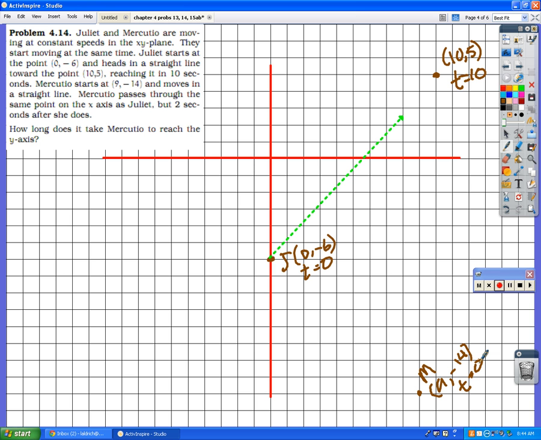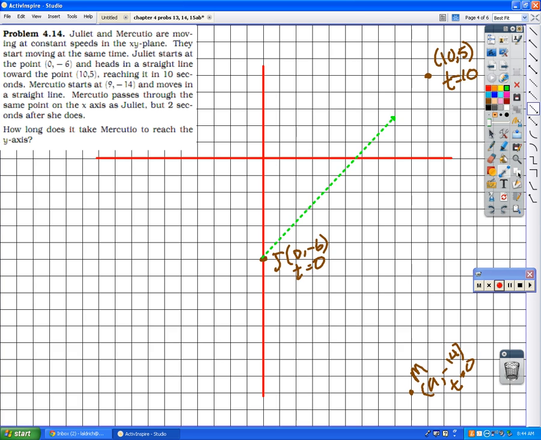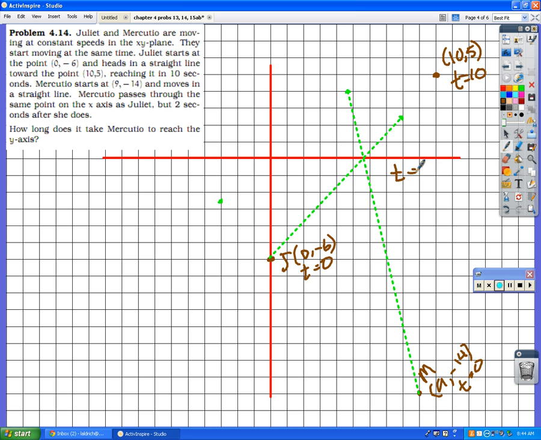And then it says, Mercutio passes through the same point on the x-axis as Juliet, but 2 seconds after she does. So he's going on this path right here, but he gets there 2 seconds after Juliet. All right? How long does it take Mercutio to reach the y-axis? Oh, we've got some serious work to do here, don't we?